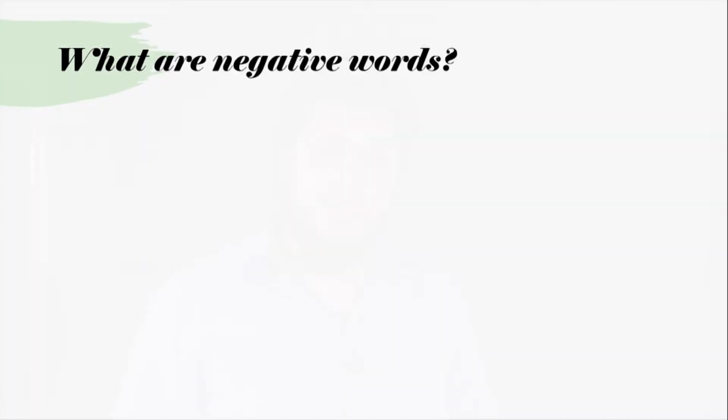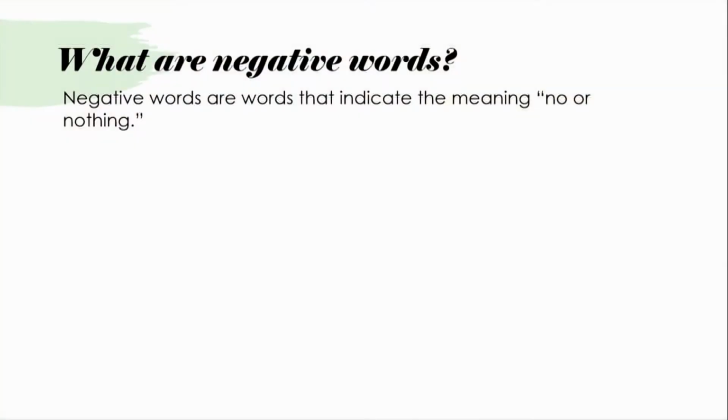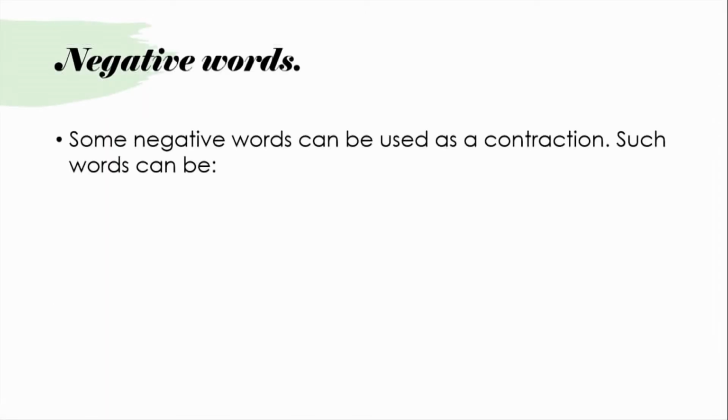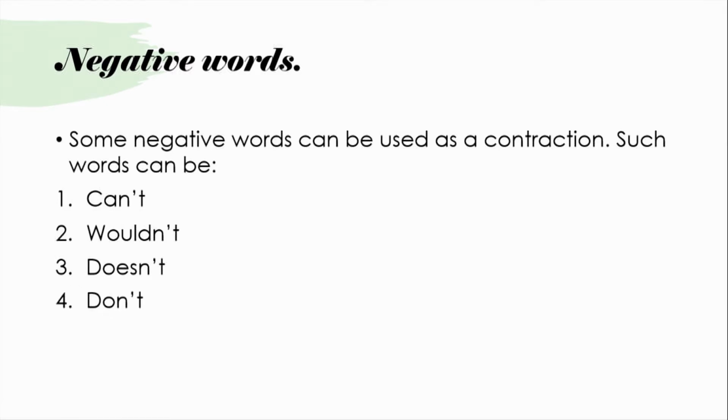So the question should be next, what are negative words? Negative words are words that indicate the meaning no or nothing. Some negative words are no, nothing, nowhere, neither, not, none, never. Some negative words can be used as a contraction. Such words can be can't, wouldn't, doesn't, don't.